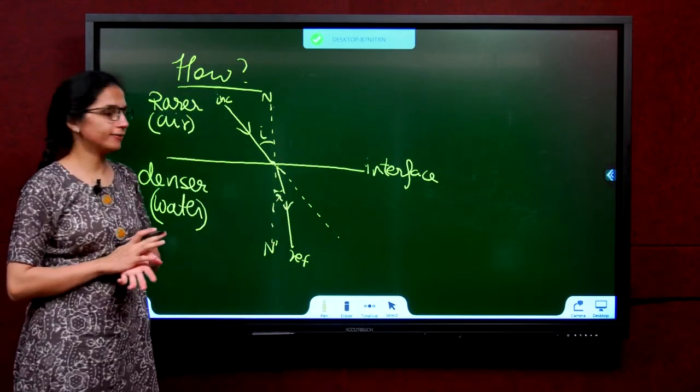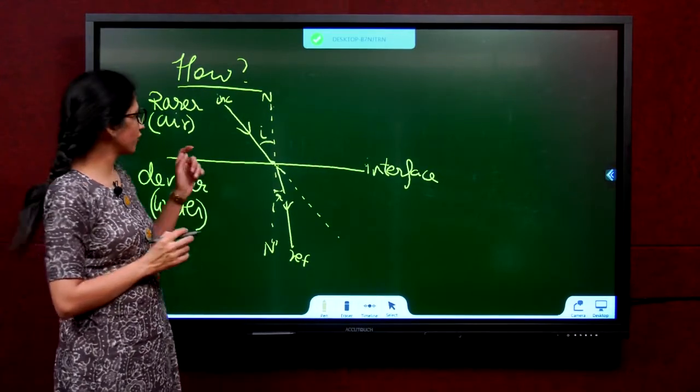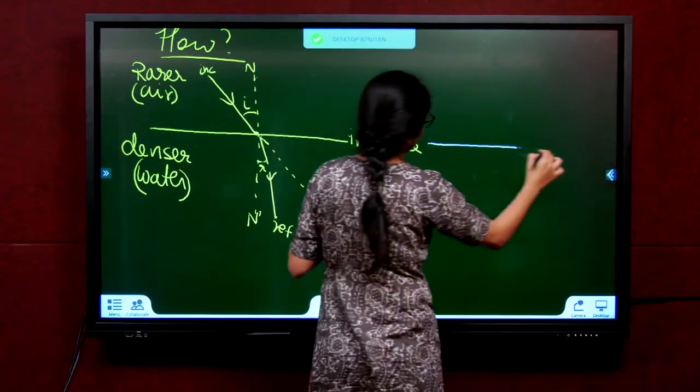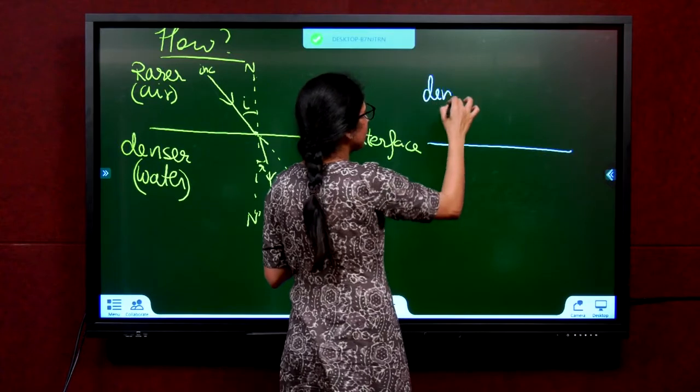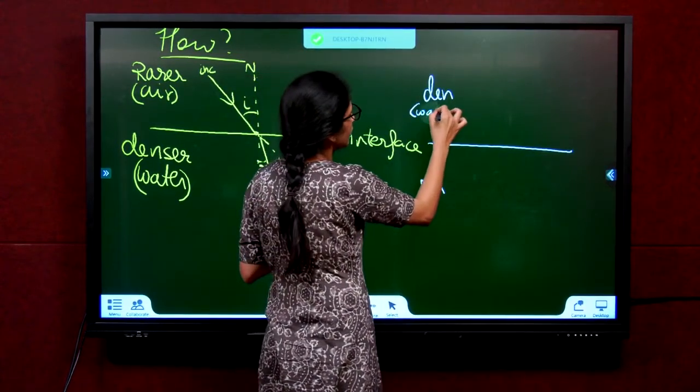I hope it's clear till here. So what happens if it's going from denser to rarer? Now this is a denser medium and this is a rarer medium. Denser medium example, water to air.